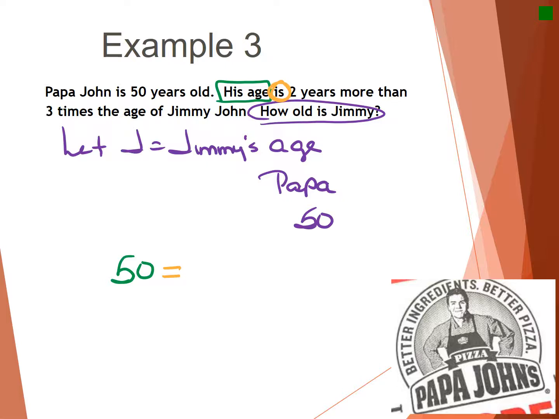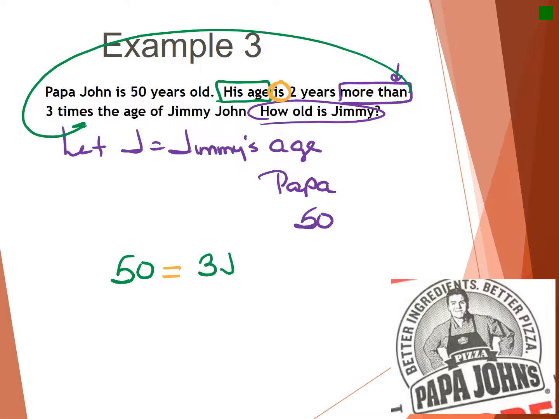2 years. Here's our favorite word. More than. So we're going to start behind the word than, which happens to be over here. And we're going to take 3 times the age of Jimmy. And then what's in front of the word than? We want to add 2 more years. Again, all I want you to do tonight is write them. I don't want you to worry about solving them.